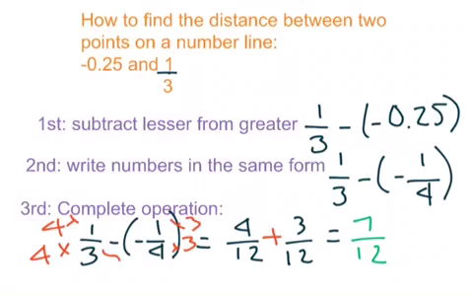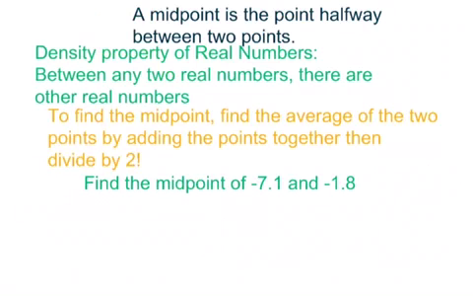If you see this right here, we have a double negative, so that got us our positive right there. So then we have 4/12 plus 3/12. It's going to be equal to 7 over 12. We just add our numerators, keep the same denominator. So the distance between these 2 points on a number line is going to be 7 over 12 units. Okay? Let's follow those steps.